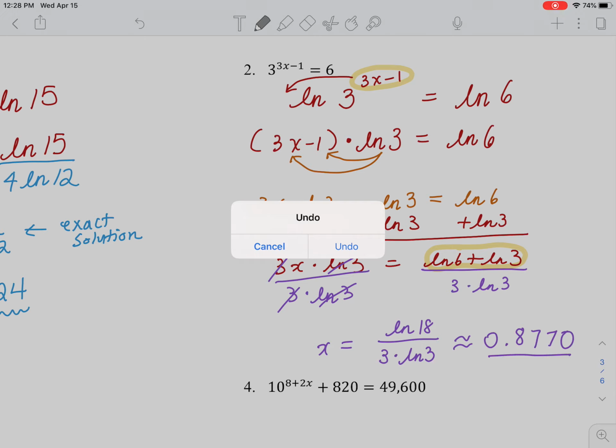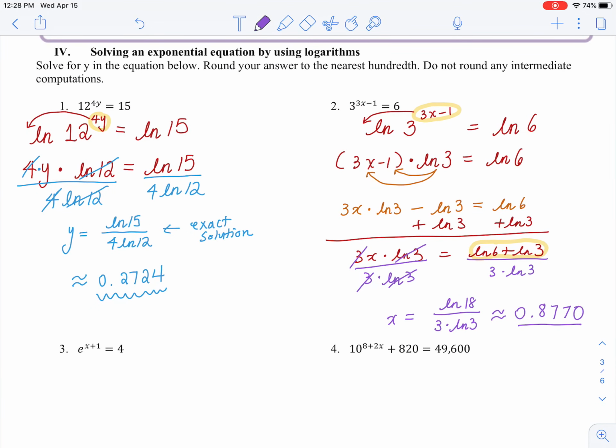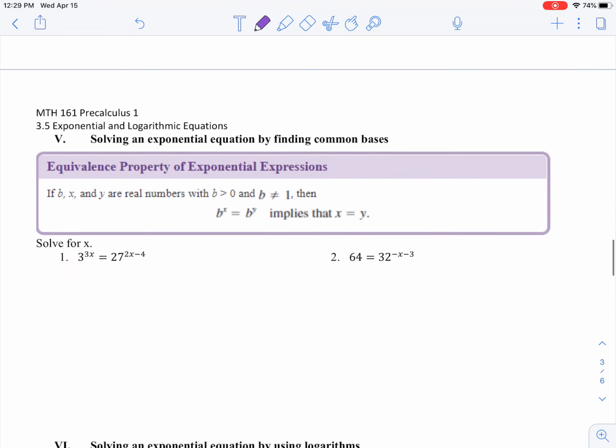These log expressions are taking a little bit longer. I'm sorry, not log. Exponential, but that's okay. We're doing all right. All right, let's do 3 and 4.